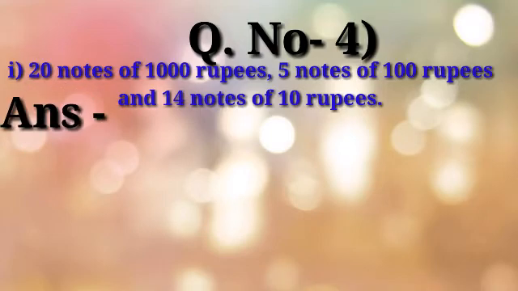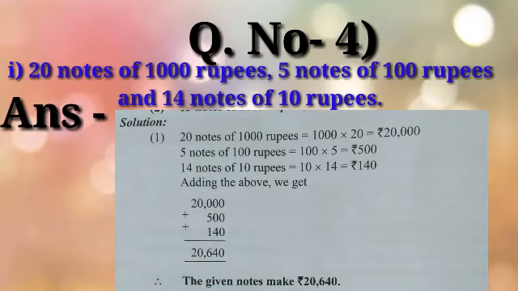Let's see the answer. 20 notes of 1000 rupees, it means 1000 multiplied by 20, the answer will be 20,000. 5 notes of 100 rupees, it means 100 into 5, the answer will be 500. And 14 notes of 10 rupees, it means 10 multiplied by 14, the answer will be 140. And then we have to add all these three figures, that is 20,000 plus 500 plus 140.